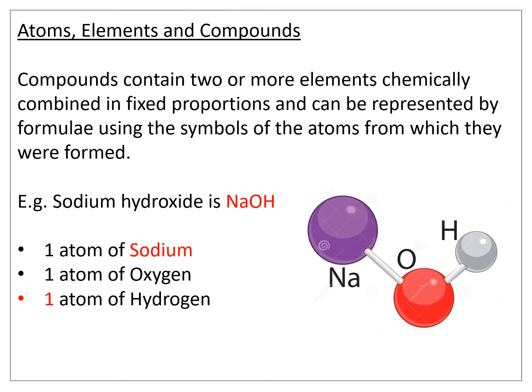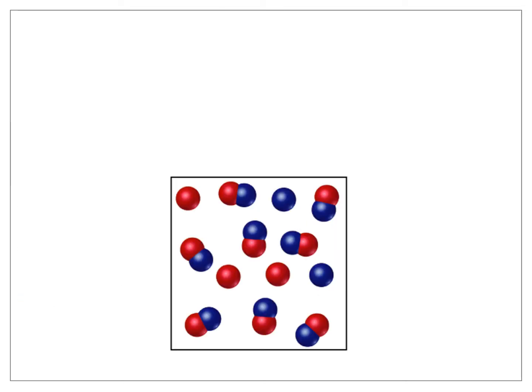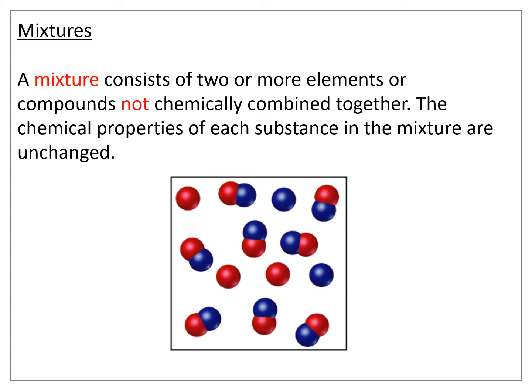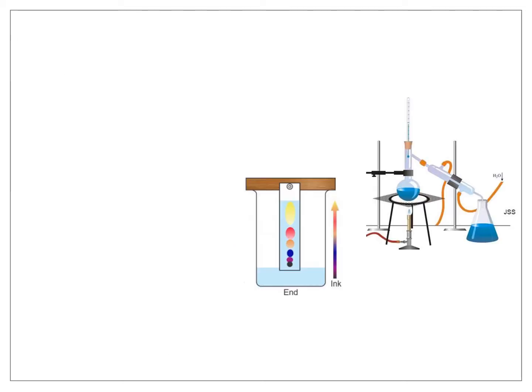Another example is sodium hydroxide. For example, NaOH, 1 atom of sodium, 1 atom of oxygen, and 1 atom of hydrogen. NaOH, 1 sodium atom, 1 oxygen atom, 1 hydrogen atom. Now, mixtures consist of 2 or more elements or compounds not chemically combined together. The chemical properties of each substance in the mixture are unchanged. They keep their chemical properties, even though they're now in a mixture.